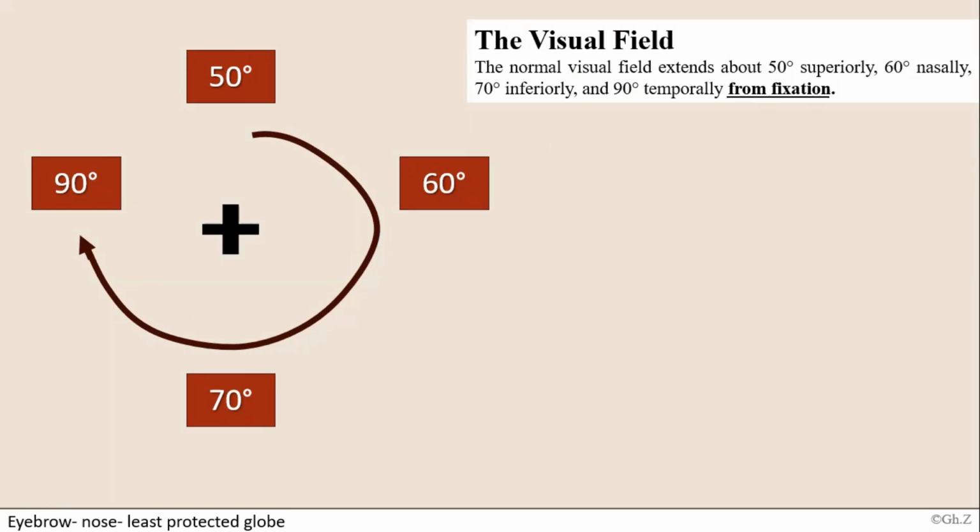And if you remember, the globe itself is least protected by the orbital rim, and that's why it's more susceptible to injury from the temporal side. This is a kind of correlation. It's an advantage that we have a receding temporal orbital rim because it gives us more temporal visual field, which is really helpful. But at the same time, it is a disadvantage because it makes the eye more liable to trauma from the temporal side. So every benefit has its own drawback.